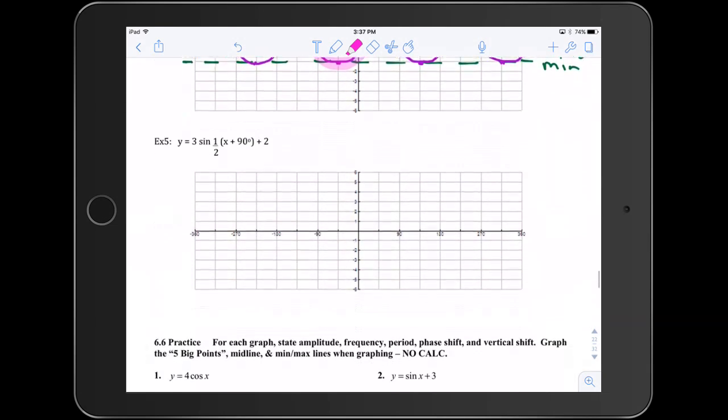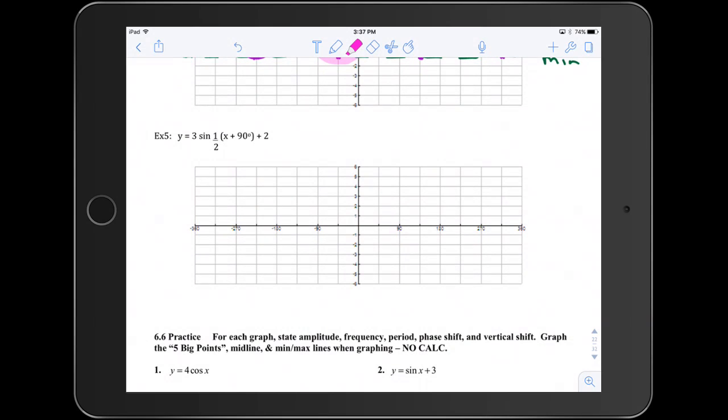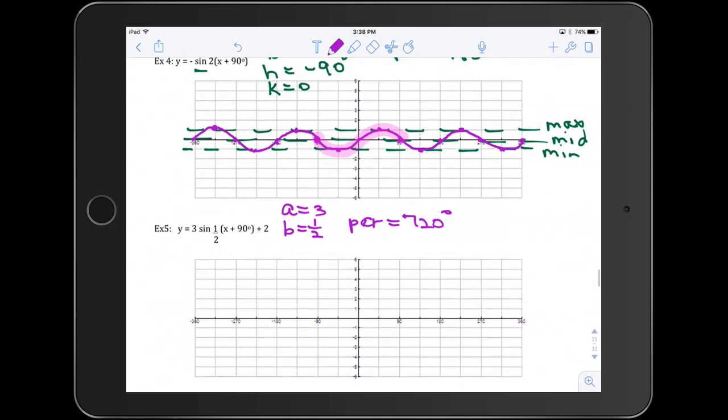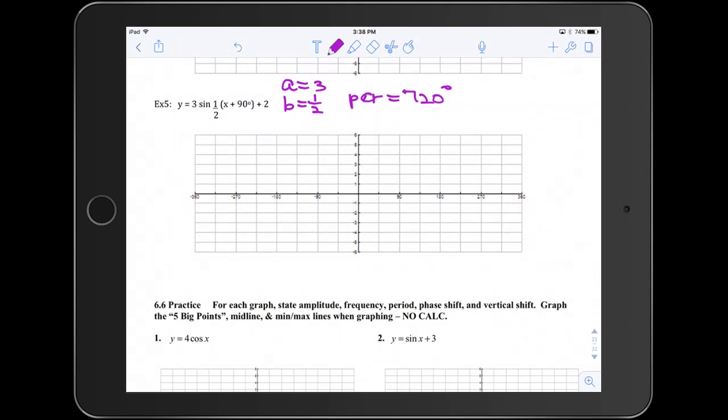Okay, the last one must be really, really bad, right? Nah, it won't be any big deal. You watch. The A value is 3. The B value is 1/2, which means our period is a big one. I'm not too fond of big period ones because it's fun when you get lots of little waves like that, but with 720 degrees, you're only going to get one cycle in there from -360 all the way to 360.